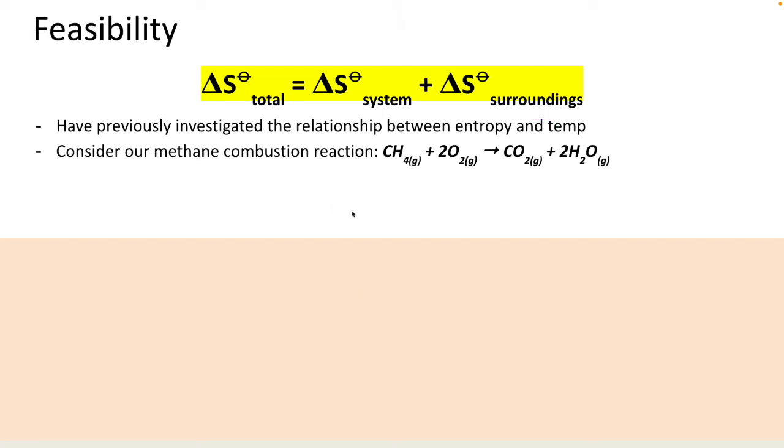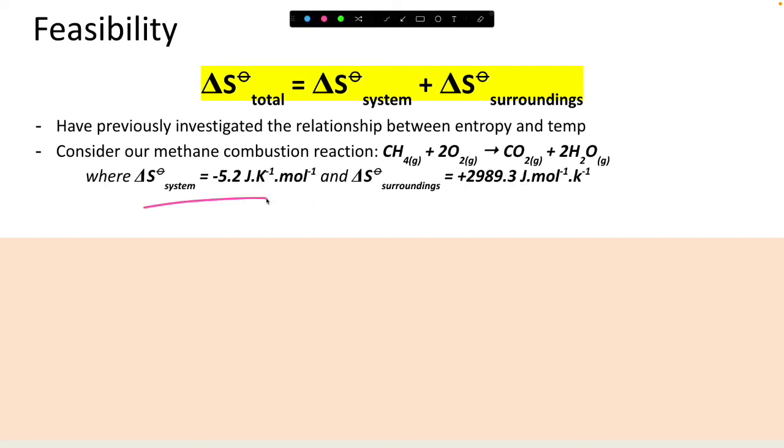We have calculated now an entropy change for our system, where looking at the reactants to the products, there's actually a small decrease in entropy. And then we looked at the surroundings. When we consider the energy that is given off in this reaction, we have a very, very large increase in the entropy of its surroundings. So its total is the system plus the surroundings. Give it a pause, plug it in.